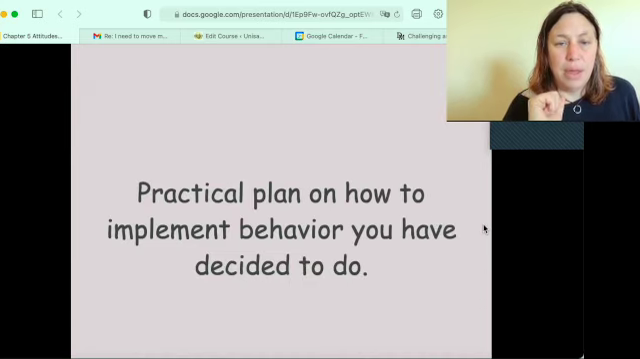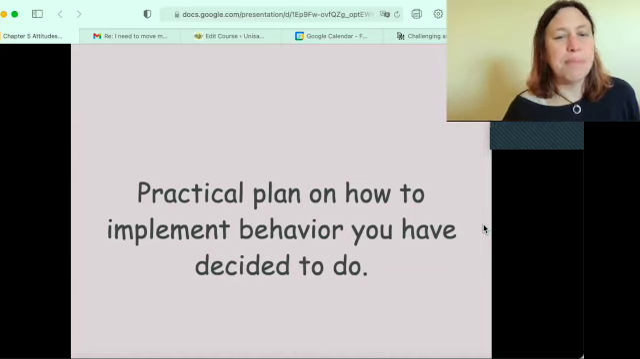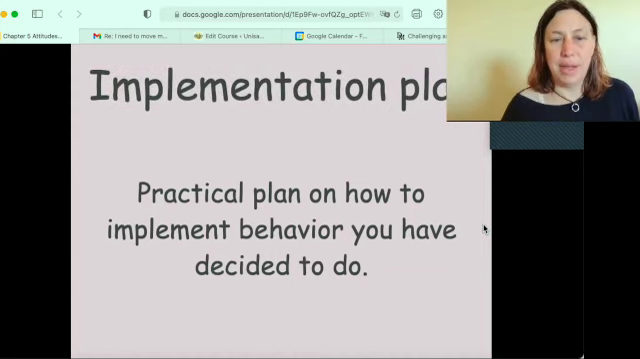Okay. Right, when you have a practical plan to implement behavior that you've already decided to do, what is that called? It's called implementation plan. Nice and easy.